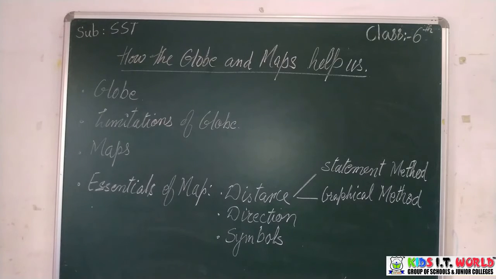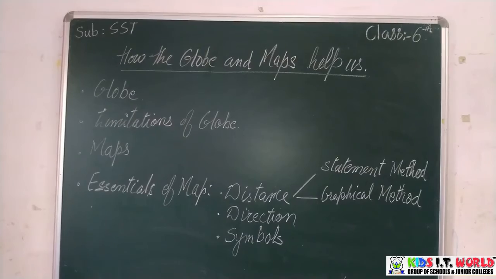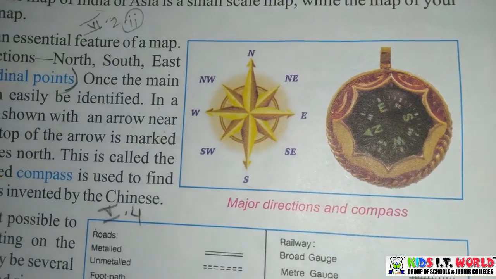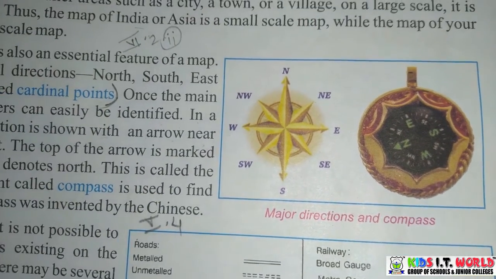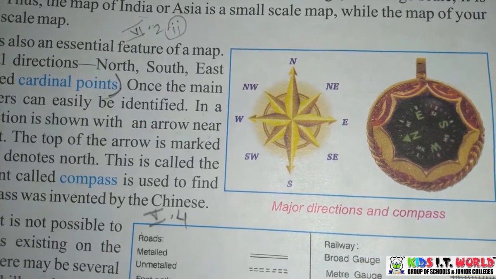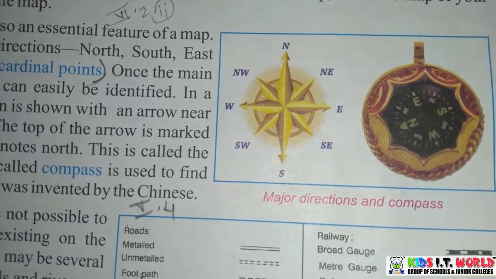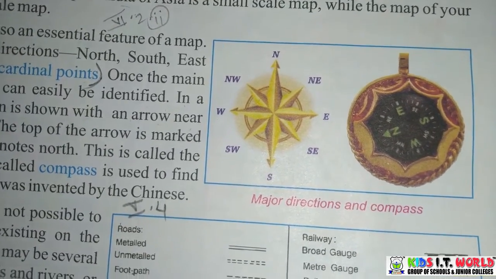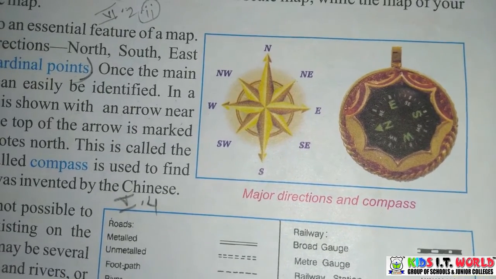An instrument called compass is used to find the main direction. Compass was invented by the Chinese. I'll quickly show you how a compass looks like and how the directions are written. Here's a quick example of how the directions are written, and the brown color image is the example of a compass.